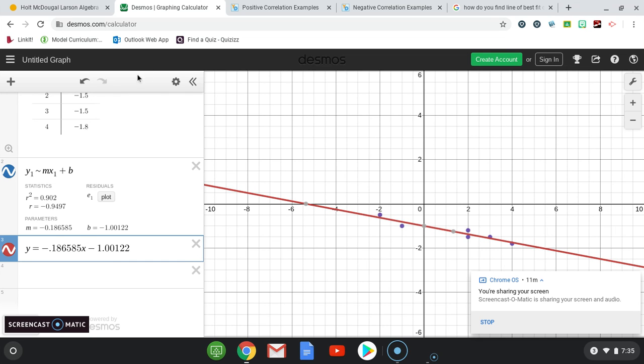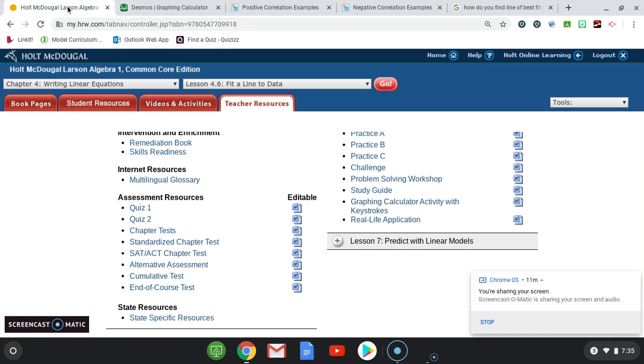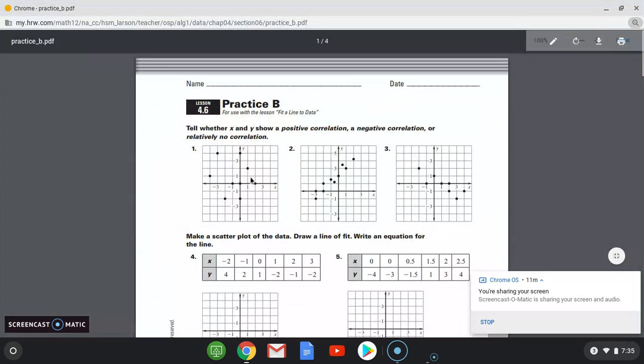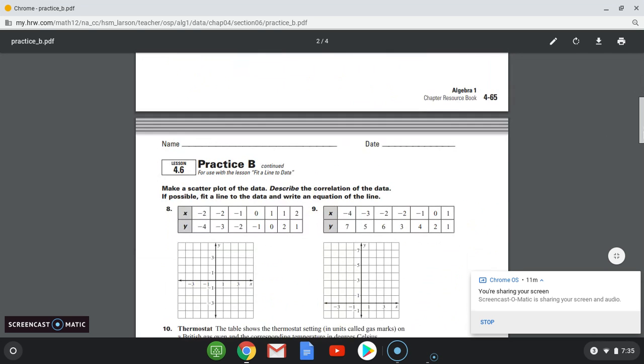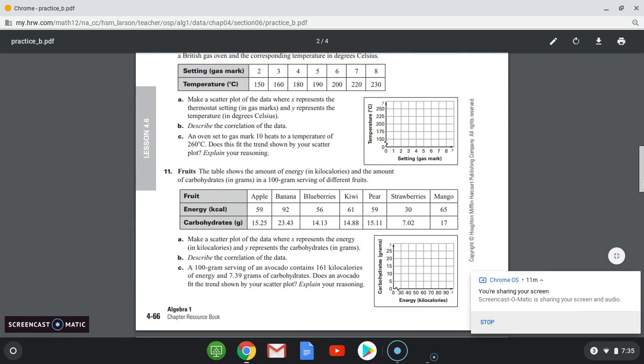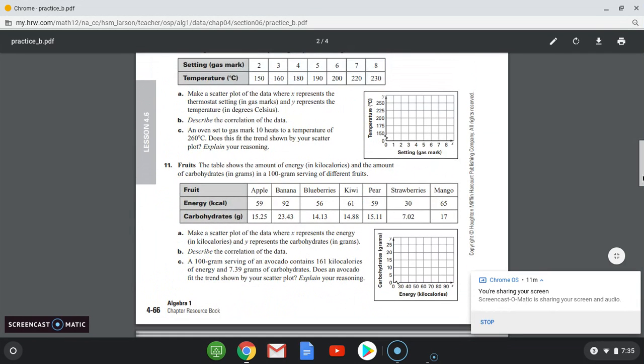All right, everybody, you're going to have practice B for homework. You should use Desmos to do your line of best fit using these examples. And for the correlation, you're just going to find out whether or not it has a correlation or not. Then you're going to make the scatter plot, draw the line of best fit for numbers 4 through, you could even do the word problems then. So we can do 1 through 11 here.